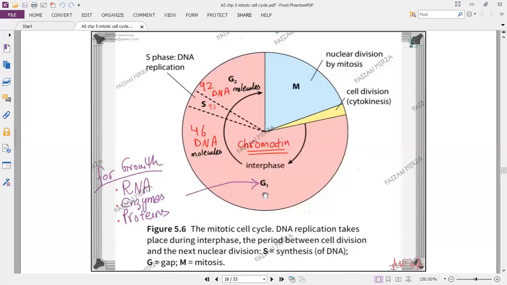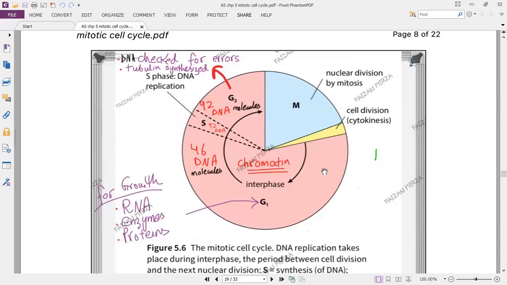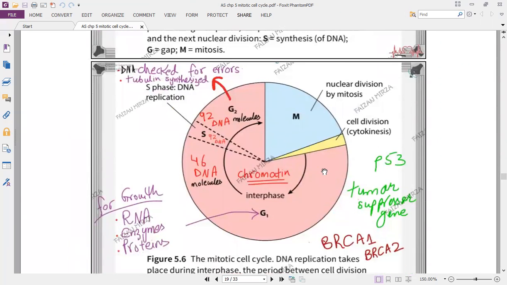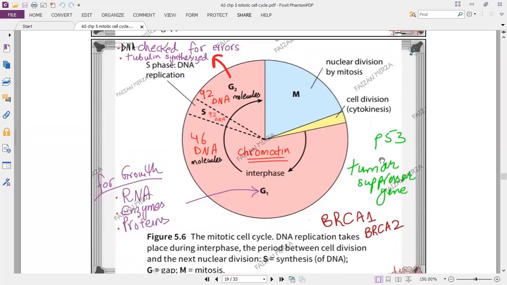So what happens in G1, S, and G2 phase? I've discussed S phase already. This is where DNA replication occurs. In G1 phase, growth occurs, and RNA, enzymes, and proteins are made. In G2 phase, the DNA is checked for errors. How is the DNA checked for errors? It is checked using some genes, which are tumor suppressor genes. Tumor suppressor genes are already present in your cells. These include p53, BRCA1, and BRCA2.